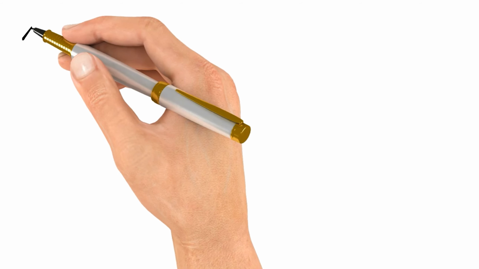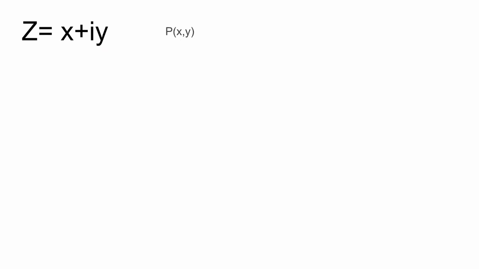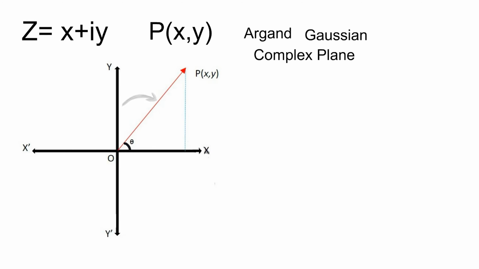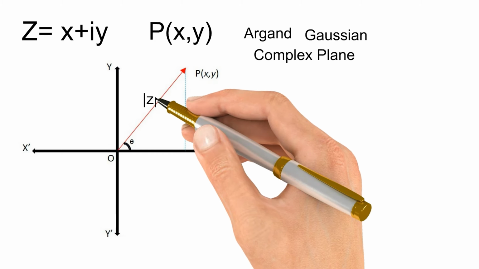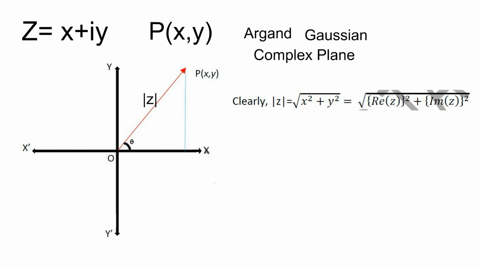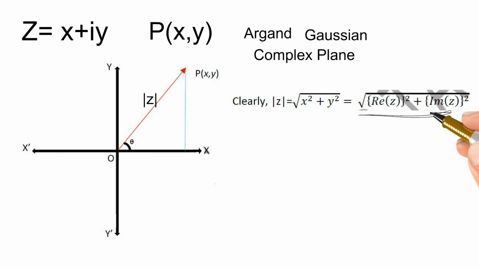A complex number z equals x plus iy can be represented by a point P of x comma y on the plane, which is known as the Argand or Gaussian or complex plane. The length of the line segment OP is called the modulus of z and is denoted by modulus of z. From the figure, you can clearly see that modulus of z equals root under x square plus y square, which equals root under Re z square plus Im z square.